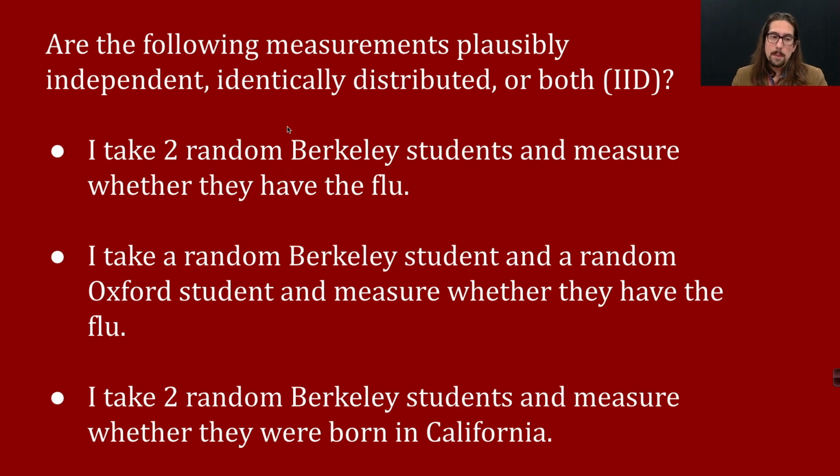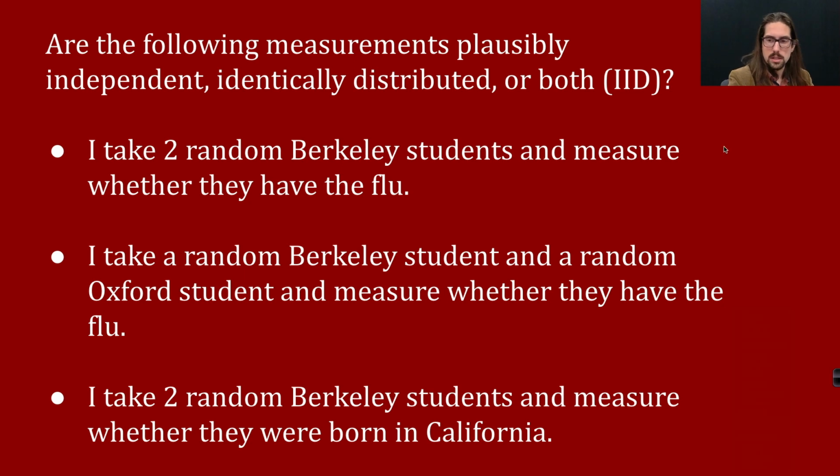So they're plausibly independent. However, now they may not be identically distributed, right? Because the baseline level of flu in Berkeley and the baseline level of flu in Oxford may be different. So those two things don't necessarily have the same distribution. And now the last example: two random Berkeley students, and I measure whether or not they're born in California. Here there's no social network or contagion effect, so it seems pretty reasonable to assume that they are indeed independent, and since they're drawn from the same population, they have the same distribution.